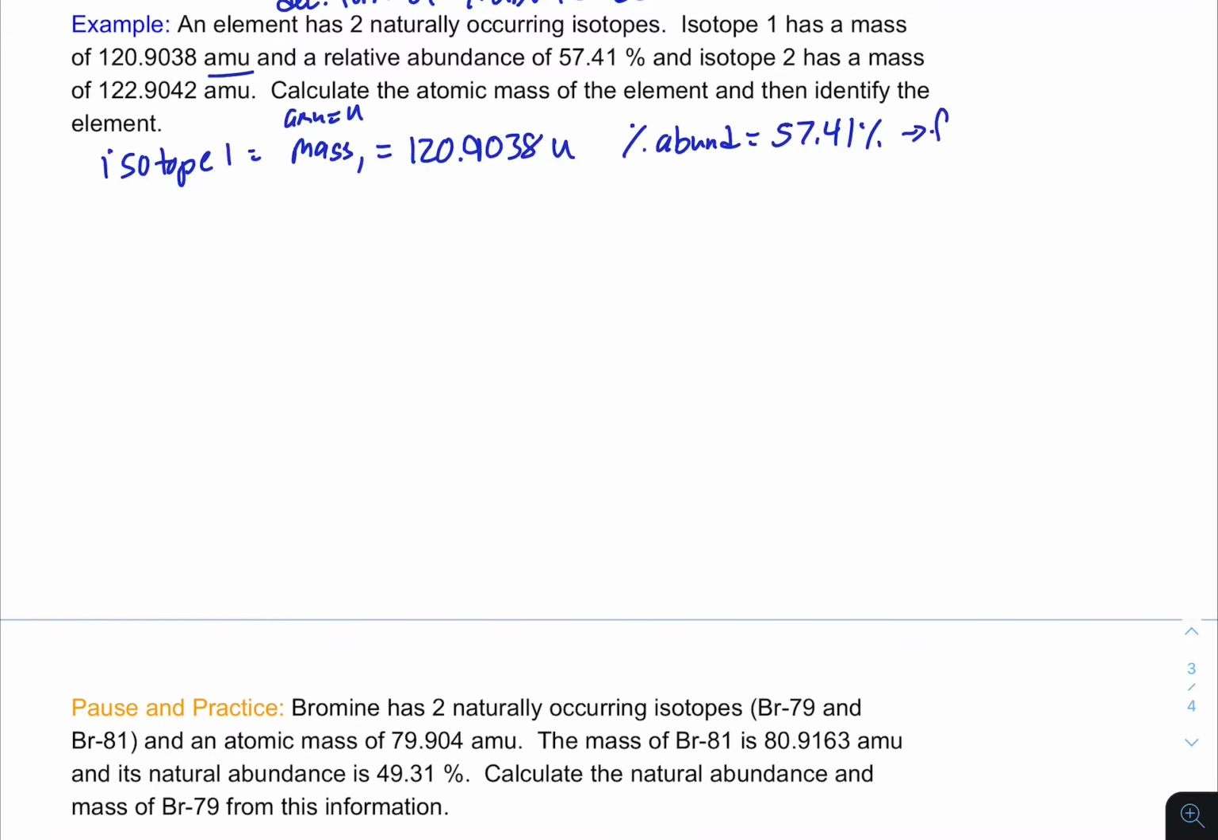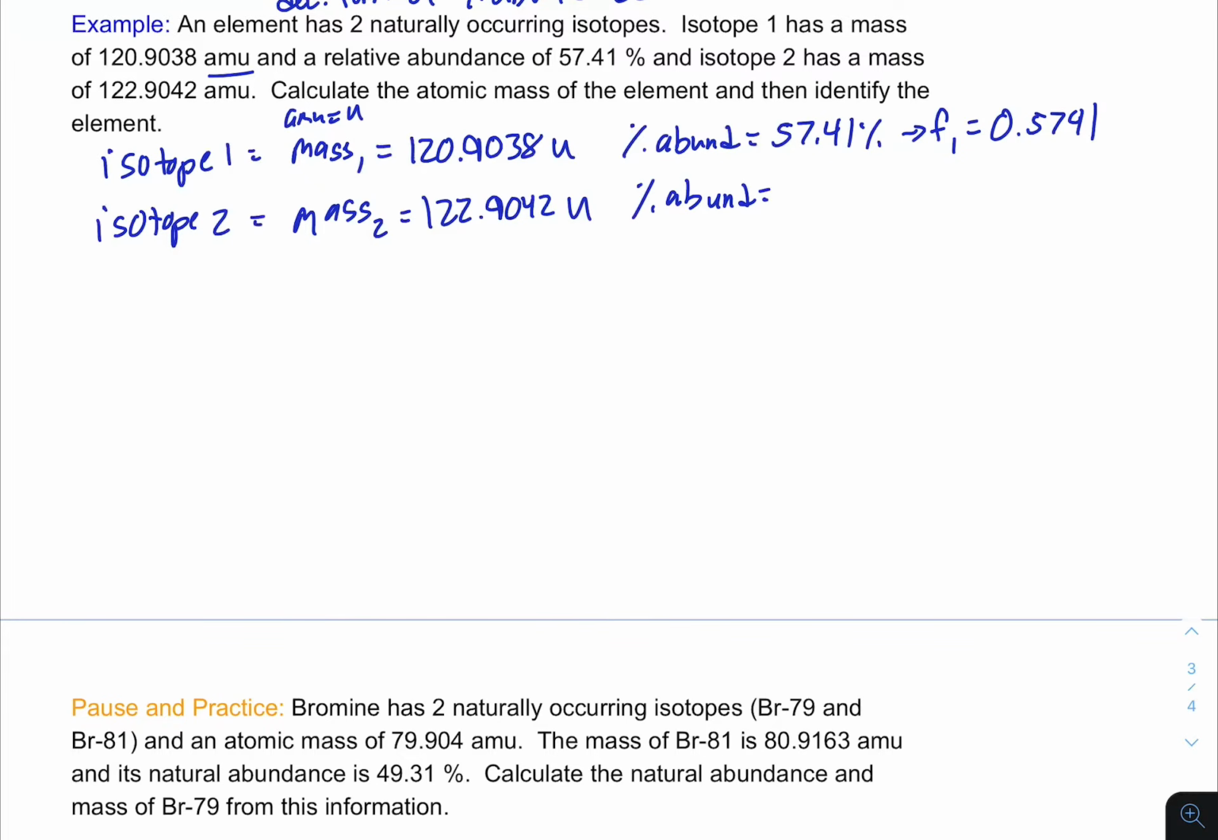What we can also say here is that our fraction for isotope 1 is 0.5741. Okay, we would divide that by 100. Then we also know for isotope 2, we have a mass for isotope 2 here of 122.9042 AMU or U. And its percent abundance is not listed.